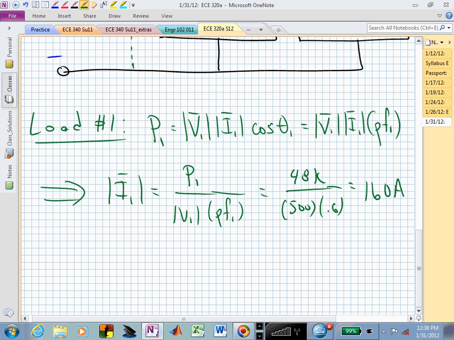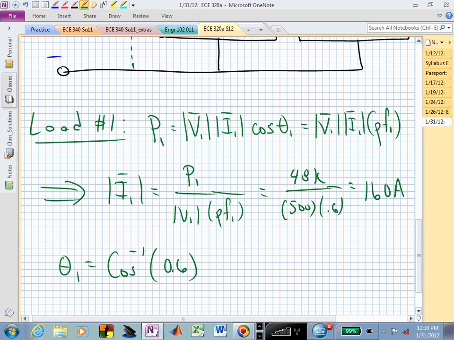Questions on that? That should be fairly clean. Now from that we can find the complex power of load number 1. Again, I'm doing this in a different way maybe than I did last time.